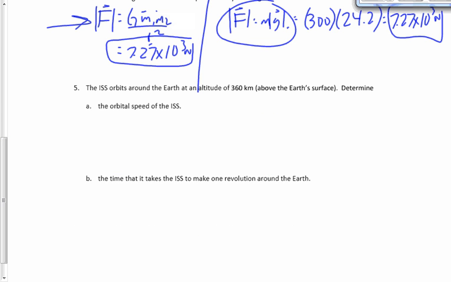Five, the International Space Station orbits around the Earth at an altitude of 360 kilometers. What's the orbital speed and the time that it takes to make one revolution around the Earth? Well, this is what we did yesterday, right? This is the satellite problem. This is where FC equals FG. This is not just the space station sitting there finding the field strength. This is how fast is it moving as it orbits around the Earth.